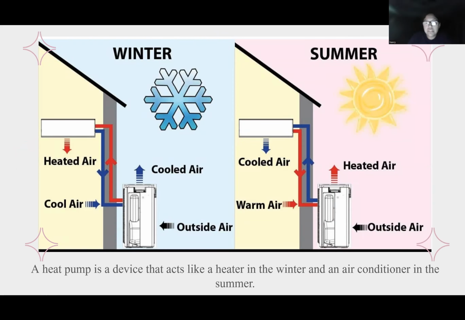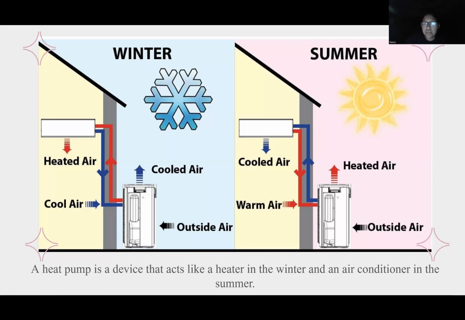This picture shows two scenarios where a heat pump is being used and how it works as a heater and an air conditioner. In the winter scenario, the cold air from the environment goes through the heat pump, which transfers the air to become heated air. This heated air is then released into the environment of the home. Then the air from the environment of the home cools, goes back into the heat pump, and is released into the outside environment as cooled air.